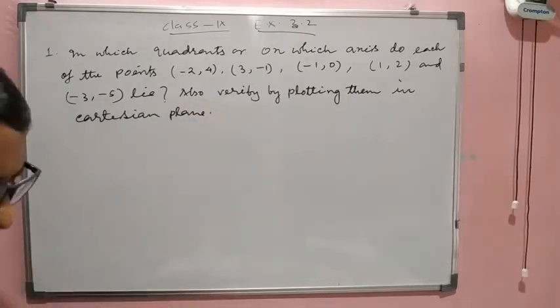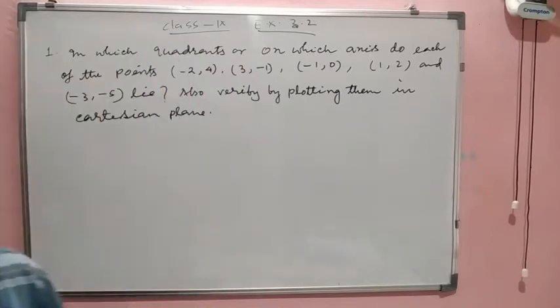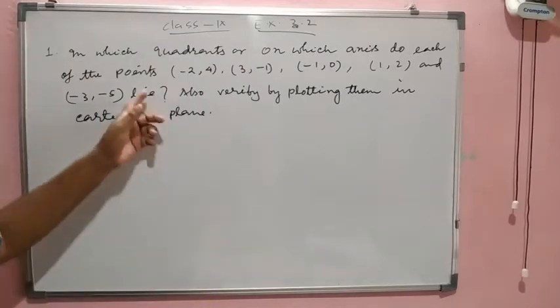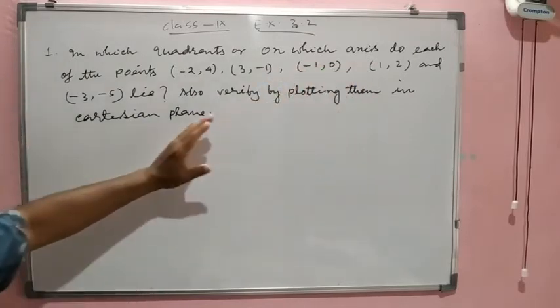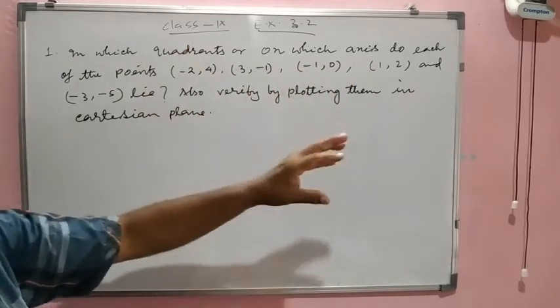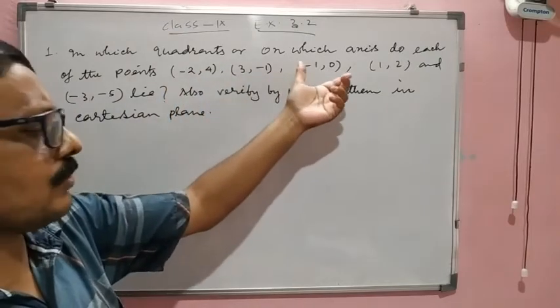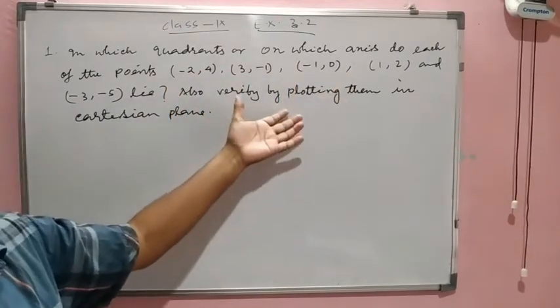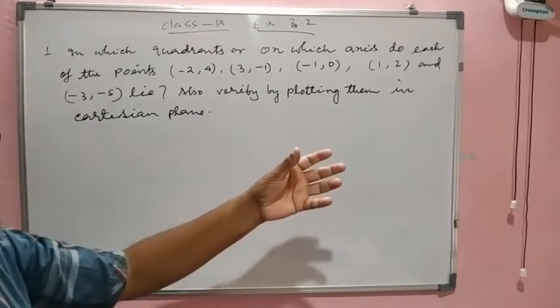This is question number 1 of exercise 3.3 of our textbook. First of all, you have to say in which quadrant these points lie, and then we have to verify by plotting them on the graph paper. So I'll write only in which quadrant they lie, and you will try to plot the points at home on your graph paper.